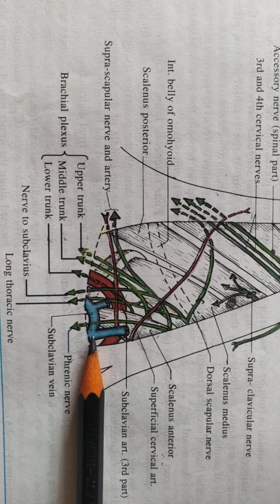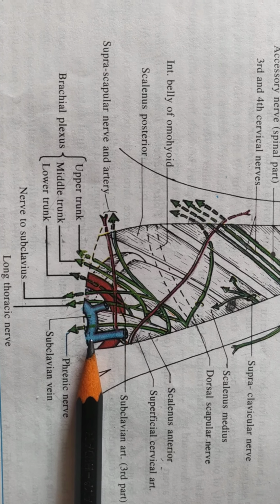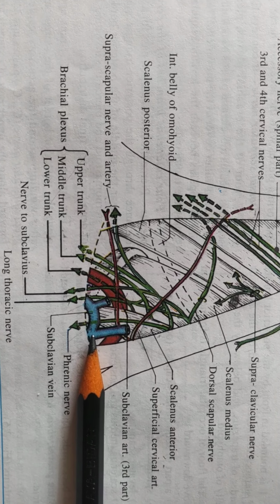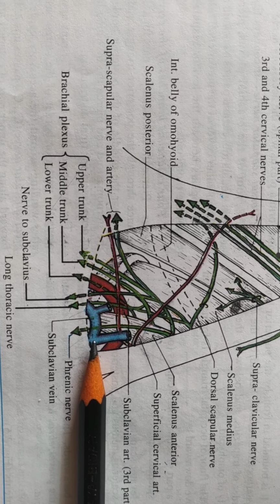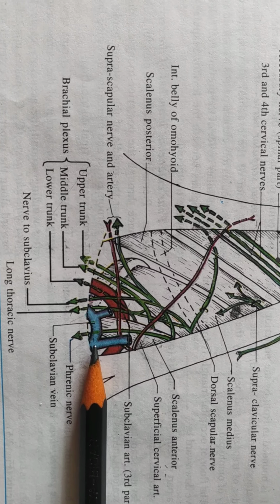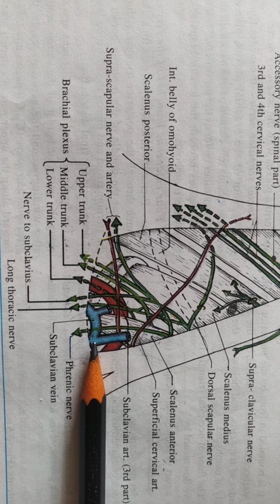Subclavian vein lies behind the clavicle. It begins as a continuation of the axillary vein at the outer border of the first rib and ends at the medial border of scalenus anterior by joining with the internal jugular vein.